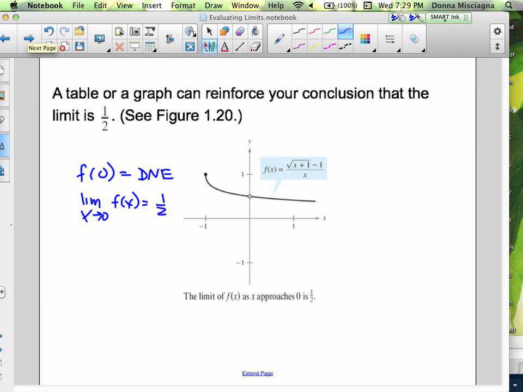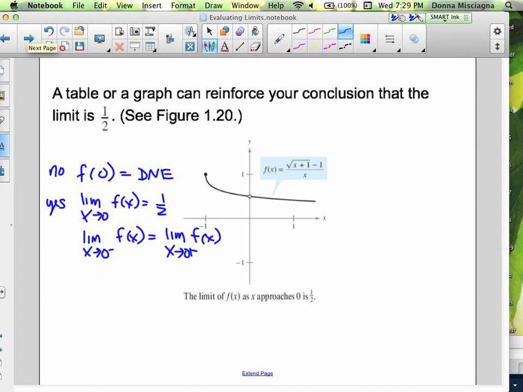So the limit, yes, that exists. The value of the function, no, that doesn't exist. We have a hole there, because that makes the denominator 0. But you don't have to have your function exist to have your limit exist. All that has to happen is that the value you're approaching from the left has to equal the value you're approaching from the right. When we're looking at graphical limits, we'll look at a graph to make sure that is true.